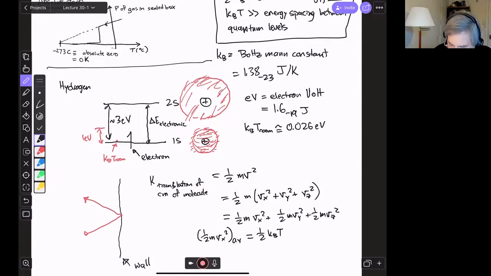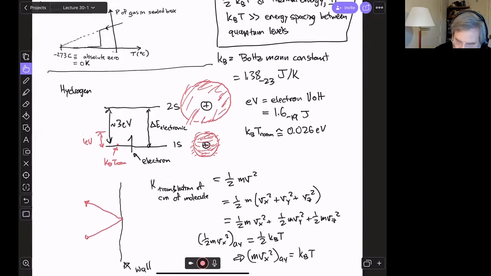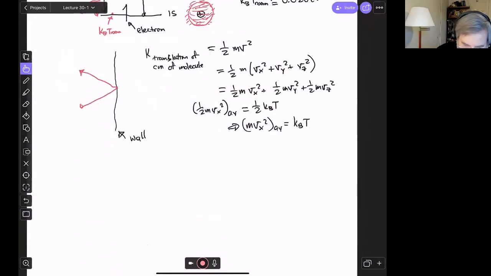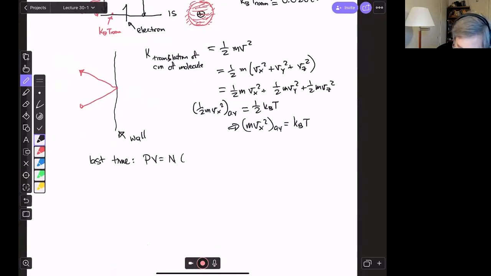Okay, so in particular, if we double both sides of that, that means that mvx² on the average is equal to kBT. And I'll just scroll back up briefly and remind you that mvx² average, that's what we had in our version of the ideal gas law. So I'm just going to rewrite this down below that we showed from last time: PV equals capital N times the average value of mvx², where again, capital N is the number of molecules in the box. But now we see, aha, I can substitute for that mvx², sorry, this should be mvx² average. I can substitute kBT for it.